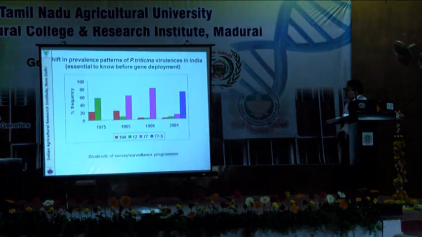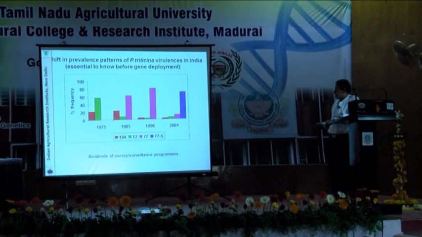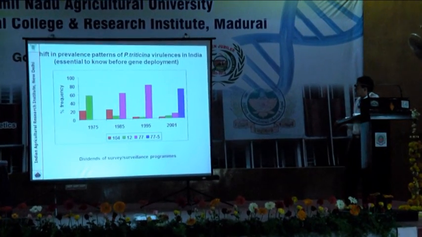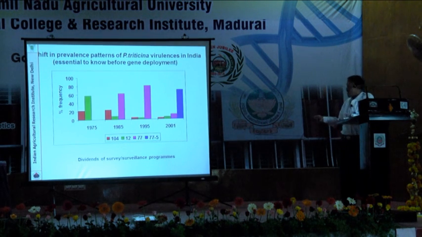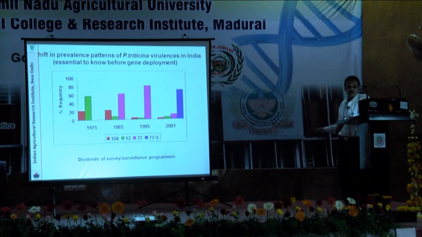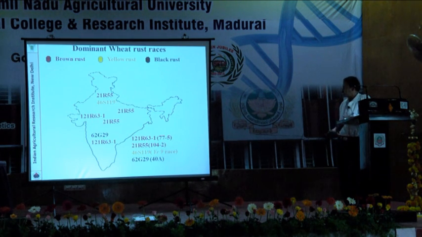In the pathotype profiling, you can see that after 2001, the most dominant one is 77-5, even today. So we are now concentrating on this. It has broken the LR26 from rye, which is widely deployed across the varieties in this country. Almost 80% of the varieties carry this gene.